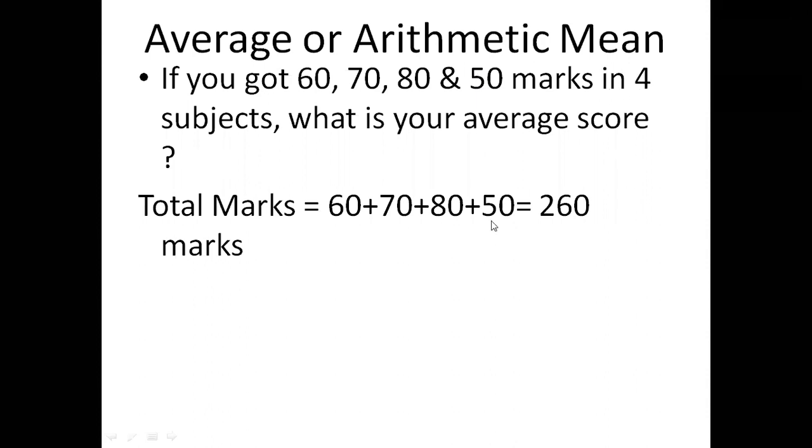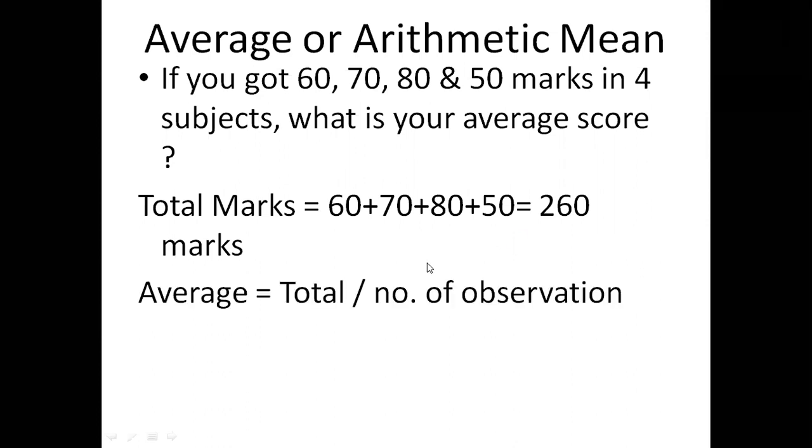कितने subjects हैं? So 260 total is there. 60, 70, 80 and 50. The total is 260 marks, and 260 has to be divided by how much? 4 to get average score. So what is the formula for average? Total, that is addition, divided by number of observation. Number of observation मतलब number of quantity. So how much was our quantity? 4. And total means sum. So sum तो कर लिया हमने. How much it is? 260. And what is the quantity? 4. So average will become 260 by 4.